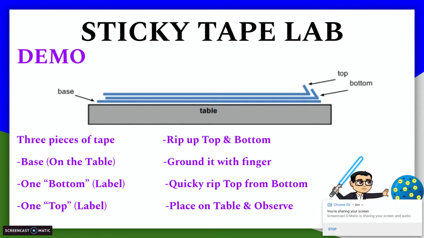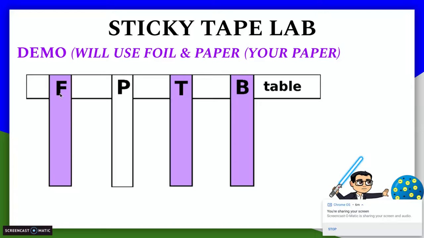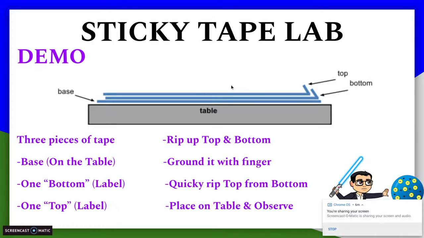So there's going to be a demonstration, and I have videos on this. You're going to use your desk tables. You're going to put some tape down, and you're going to have a base, a top, and a bottom tape. And what you'll see in the video is you are going to rip the piece of tape, cause something to happen to the tape, and then see how the tape interacts with itself and other matter. So F stands for foil, P stands for paper, T is top tape, B is bottom tape. And so there is a top tape and bottom tape that you are using.